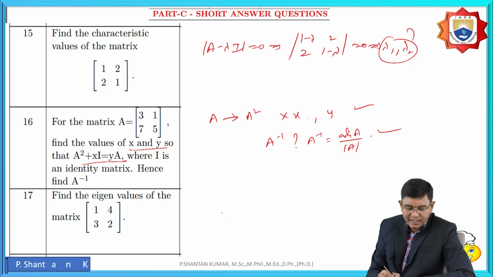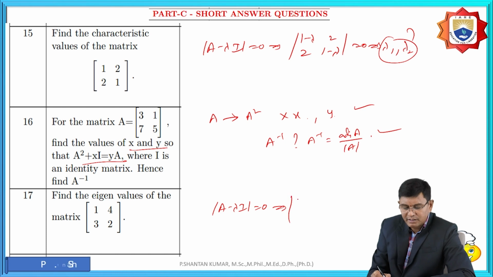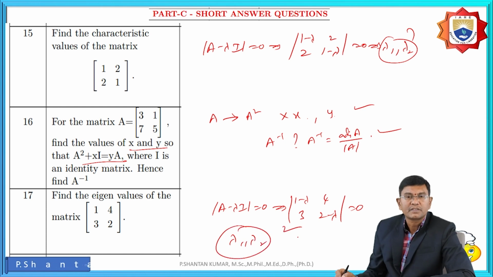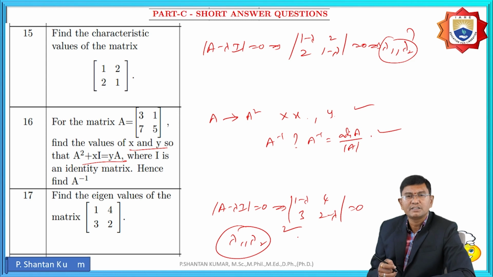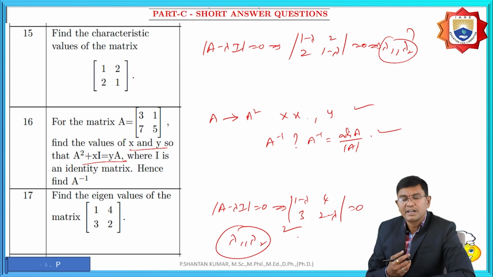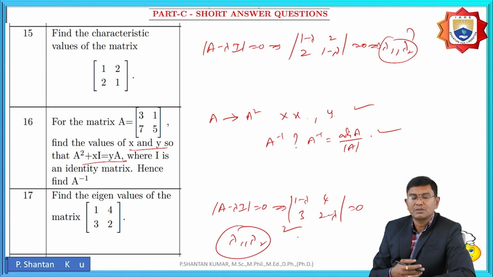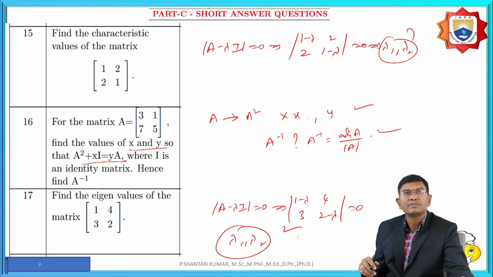Find the eigenvalues of the matrix. The determinant of A minus lambda I is equal to 0, that is, 1 minus lambda, 4, 3, 2 minus lambda is equal to 0. Find the eigenvalues lambda. After getting these values, for example lambda 1, lambda 2, the sum is equal to the trace and the product is equal to the determinant of the matrix.